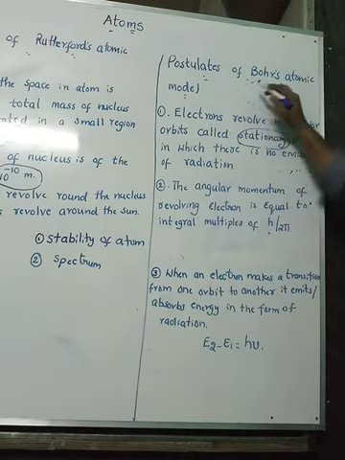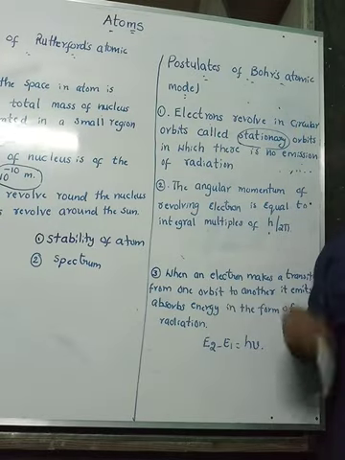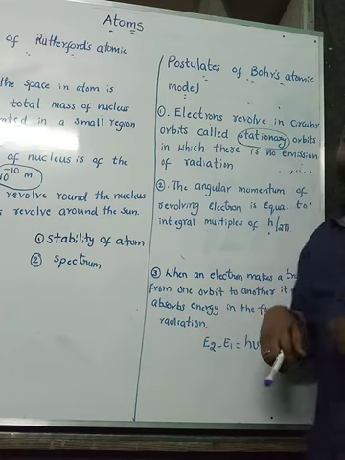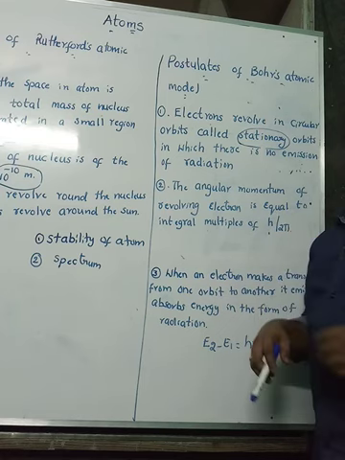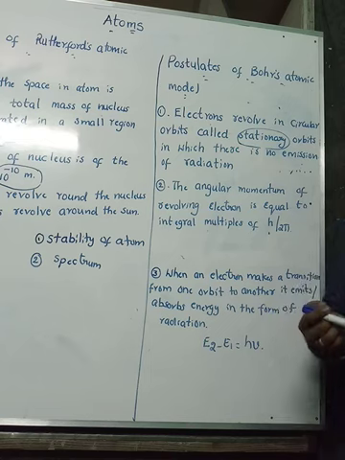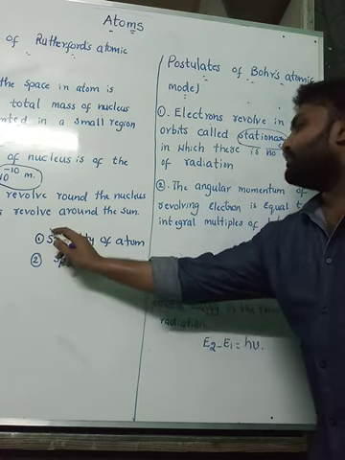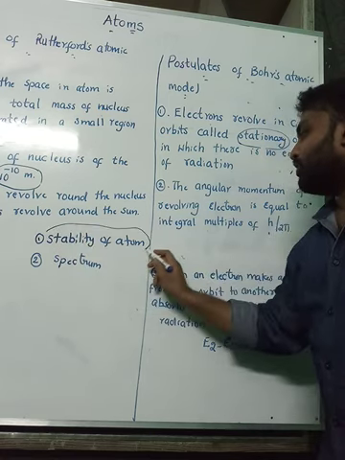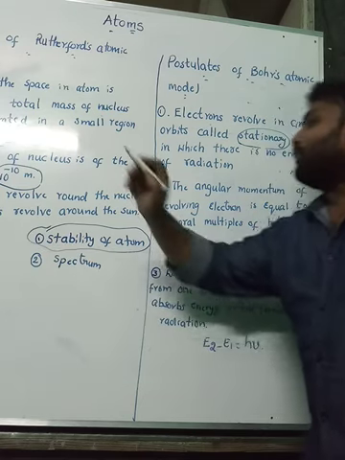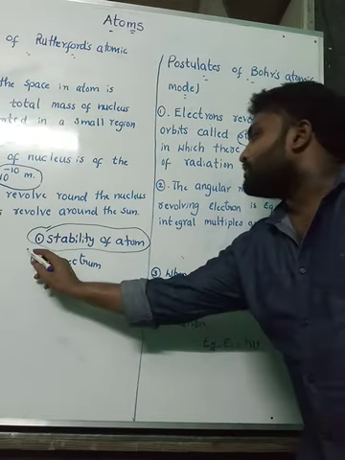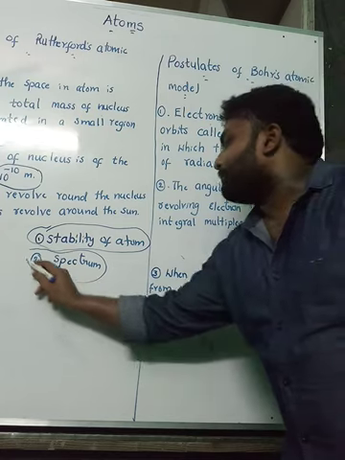So now the concept we are going to learn is postulates of Bohr's atomic model. In the previous concept, we came to know about the structure of the atom, the nucleus, through Rutherford, and that it has a positive charge with electrons revolving around the nucleus. But there are some limitations of Rutherford's atomic model: it cannot explain the stability of the atom as well as the spectrum emitted by an atom.